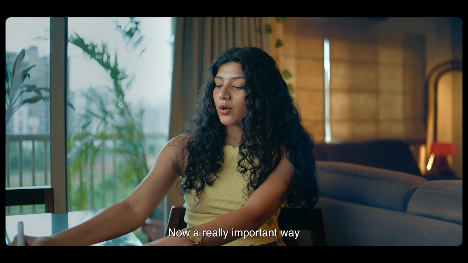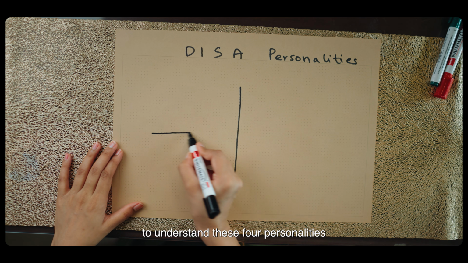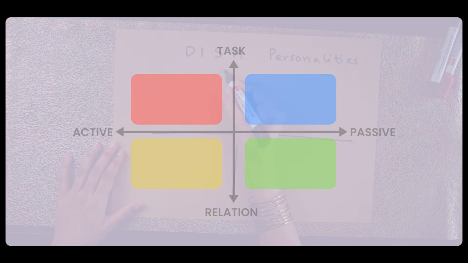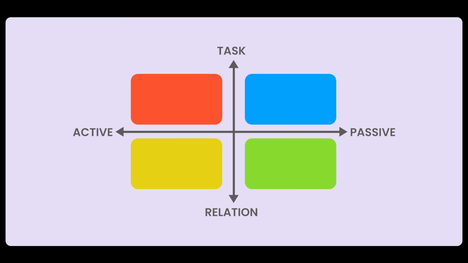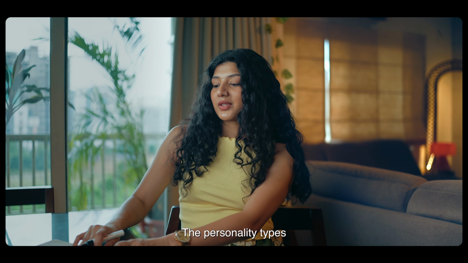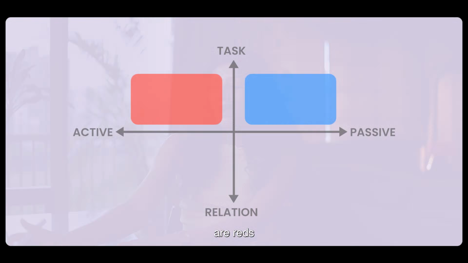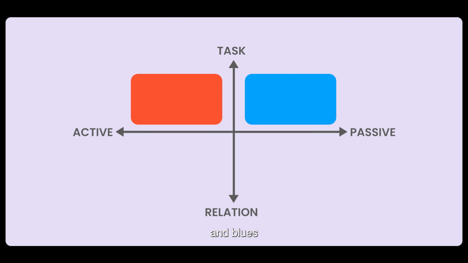Now, a really important way to understand these 4 personalities is to divide their personalities across the X and the Y axis. People can either be task-oriented or relation-oriented. They can be active or passive. The personality types which are task-oriented are reds and blues. They care more about the task than they do about the relationship.